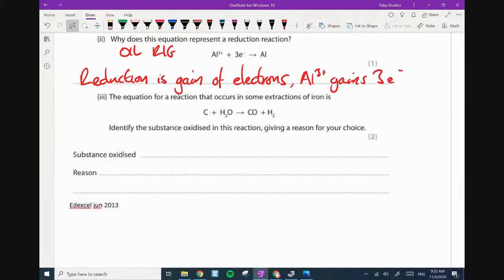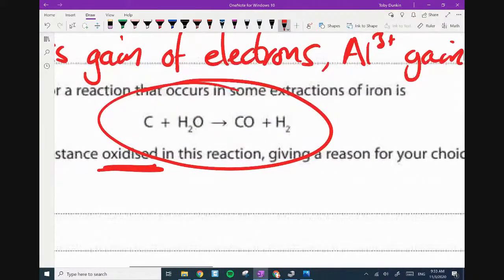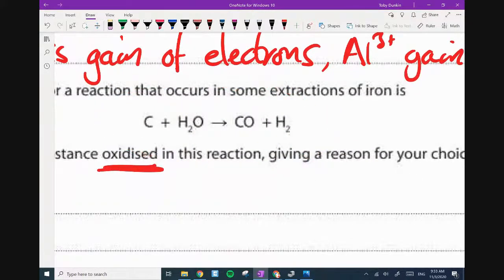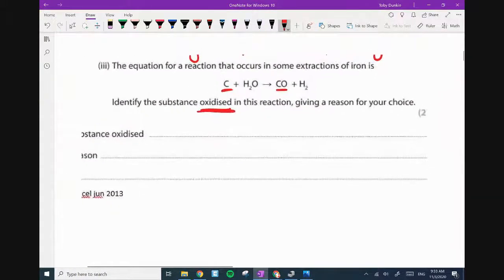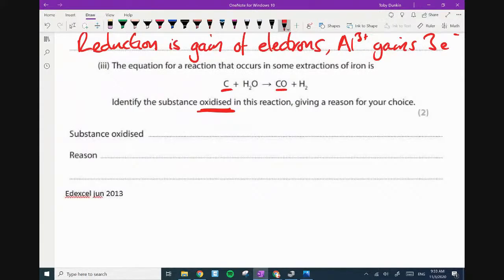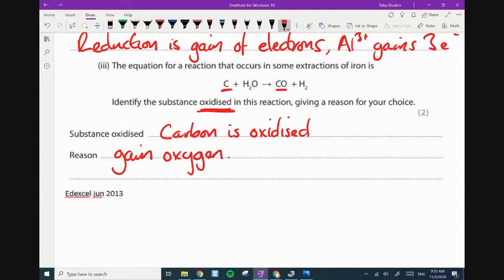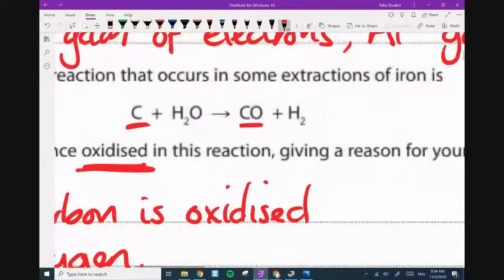Next, identify the substance that is oxidized in the reaction and give a reason. So we're looking at the chemical reaction here, and what we can see is that the substance gaining oxygen is carbon. So that one is being oxidized. Carbon is oxidized. Reason, it is gaining oxygen. There we go. 2 marks.